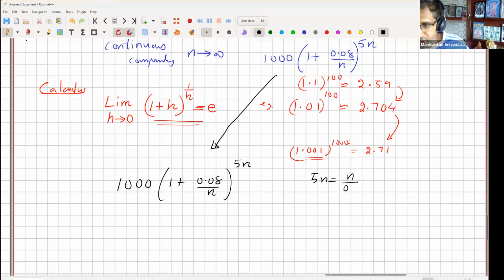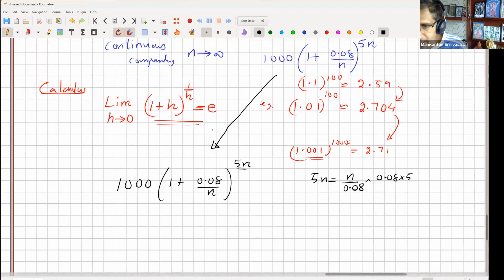N by 0.08 into 0.08 power 5. Sorry, 0.08 into 5. So all I've done is, the 5n is nothing but I still have the n times 5. I'll write it as n by 0.08 and then times 0.08 into 5.